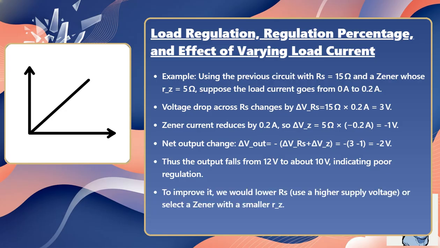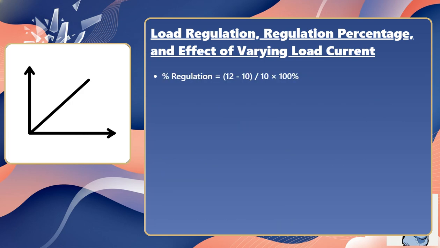To improve it, we would lower RS, use a higher supply voltage, or select a Zener with a smaller R sub Z. Regulation percentage in this case: percent regulation equals (12 minus 10) divided by 10, times 100%. A good regulator aims for less than 1% variation.